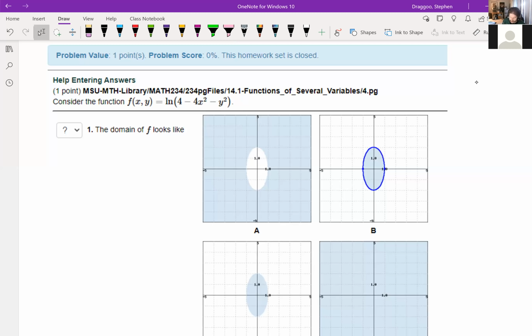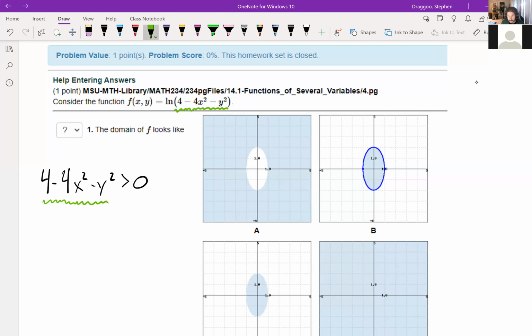So if you get a square root function, just take the thing that's on the inside, set it greater than or equal to 0. In our case, I'm going to take the inside of the natural log, 4 minus 4x squared minus y squared, and set this strictly greater than 0. Again, because it's a logarithm, I do not want this thing to be equal to 0 either, because I cannot take the log of 0. Log of 0 is undefined, so I need to be strictly greater than 0.